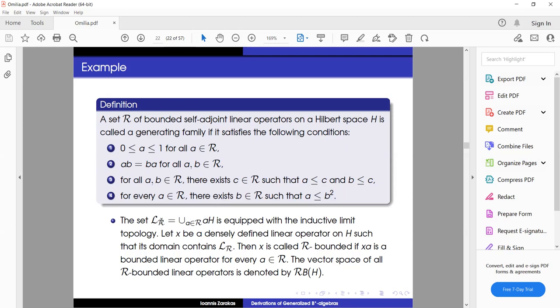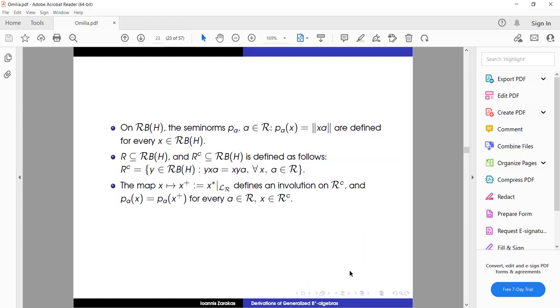And they equip this set with the inductive limit topology. So the common dense domain is this calligraphic L_R, and an operator X is called R-bounded if X times alpha is bounded for every alpha from the family. So they form the vector space of all R-bounded linear operators, call it RB(H). And they will build their GB* algebra inside this vector space of all R-bounded linear operators. How do they do that?